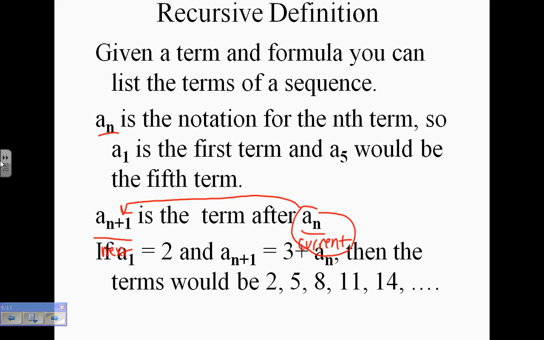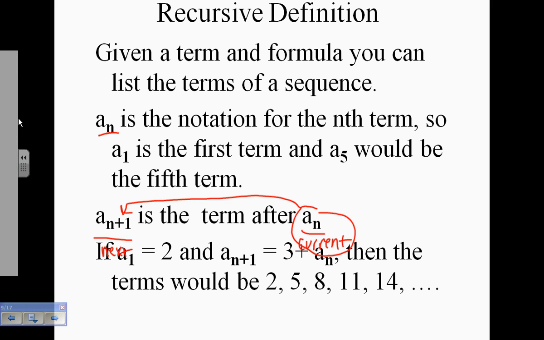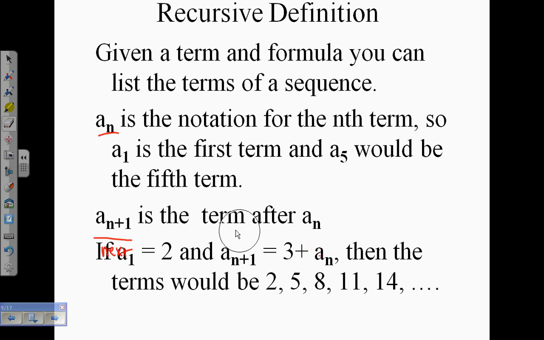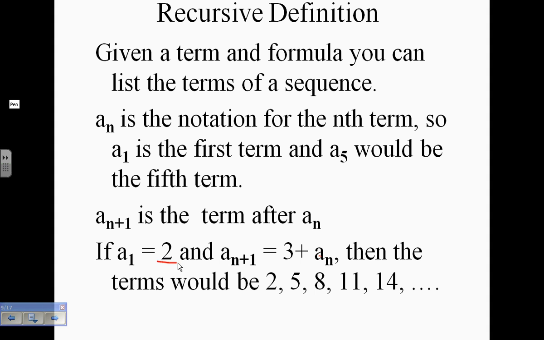So here's a for instance. If I had the sequence, if a sub 1 was 2, that's my first term. This is my current term. So to find my next term, I add 3. That's what it means. So to my current term, I add 3 to find the next term.